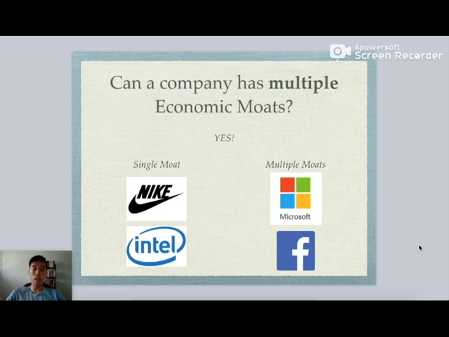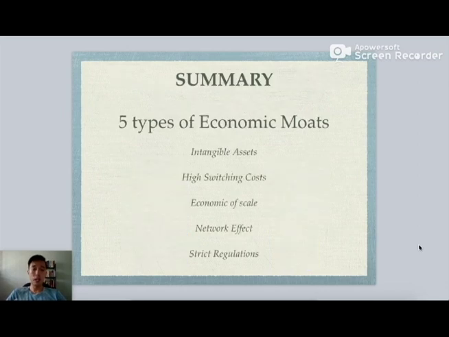Of course, a company that has more moats is a lot stronger in terms of competition. It also doesn't mean that a company with a single moat is weak. It's always better to have a moat than no moat. Some companies generally have no moat, so it's always better to have some form of moat. Just a quick summary: these are the 5 types of economic moats: intangible assets, high switching cost, economies of scale, network effect, and strict regulation. With that, this is the end of part 1 of the 4-part series.